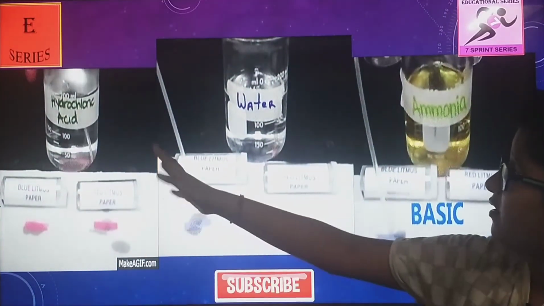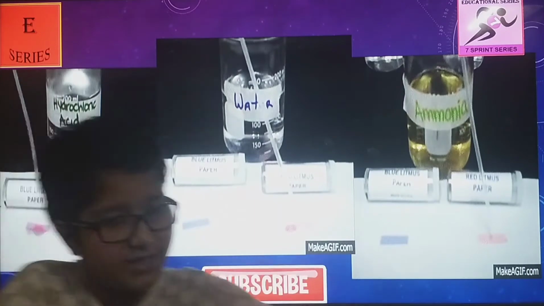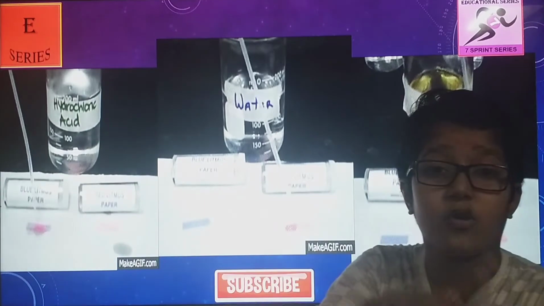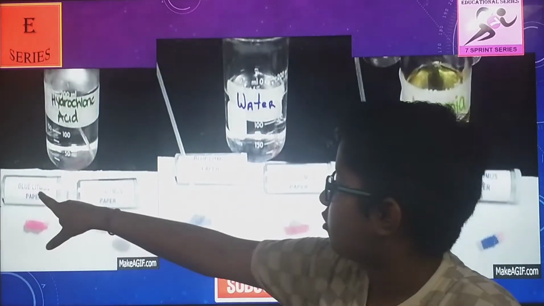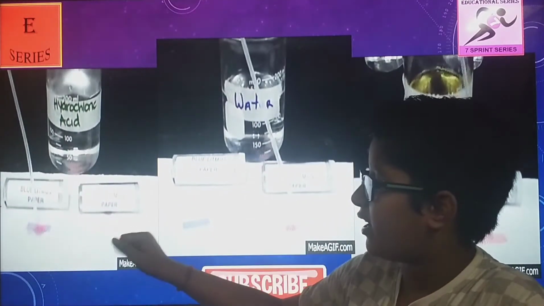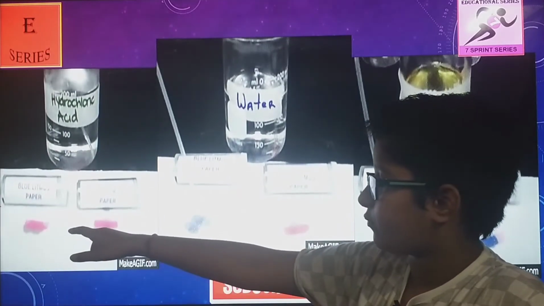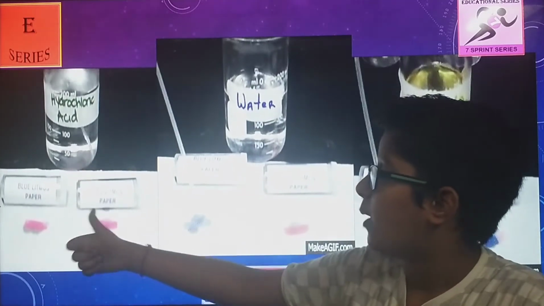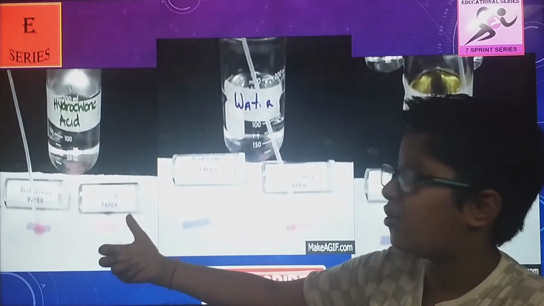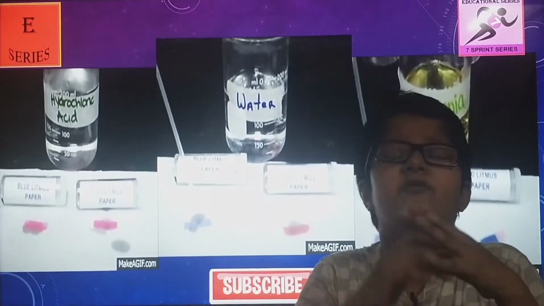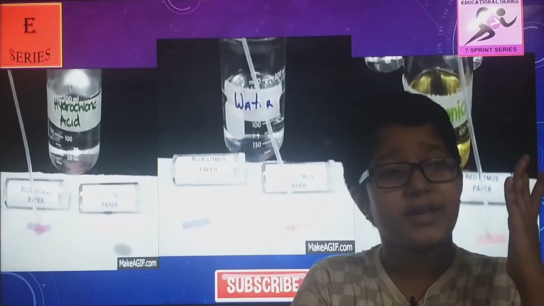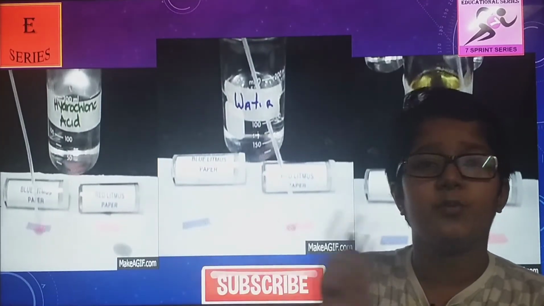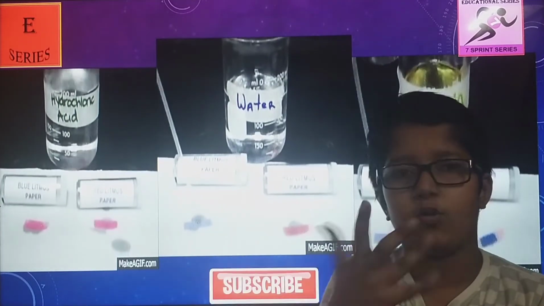You can see here, this is a very amazing animation. Now this is blue litmus paper and this is acid, hydrochloric acid, a very strong acid. This is the blue litmus paper and this is red litmus paper. When you put this blue litmus paper in hydrochloric acid, it turns red. If you put hydrochloric acid on red litmus paper, no change.